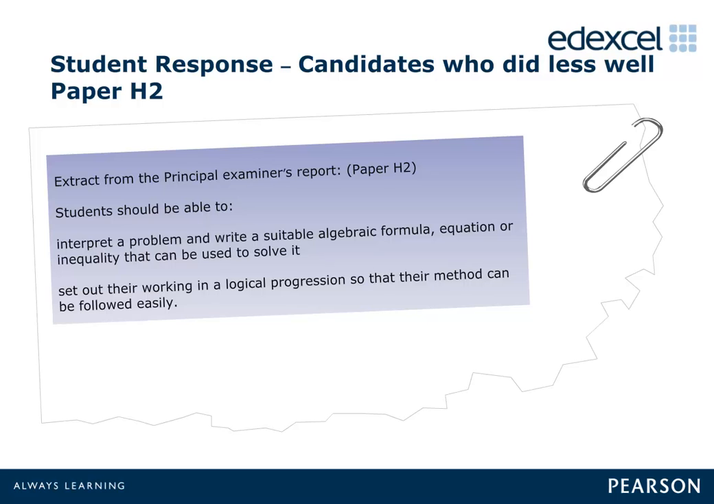Finally, here are 2 points extracted from the Principal Examiner's report for paper H2. Firstly, students on the higher tier in particular should be aiming to cast a problem into a suitable form to solve it. In some cases, this form will necessarily be an algebraic one. In many cases, students are finding this difficult to do. Secondly, more able students should aim to develop processes to solve more complex problems, which may or may not require algebra. Again, in many cases, students are unable to do this.